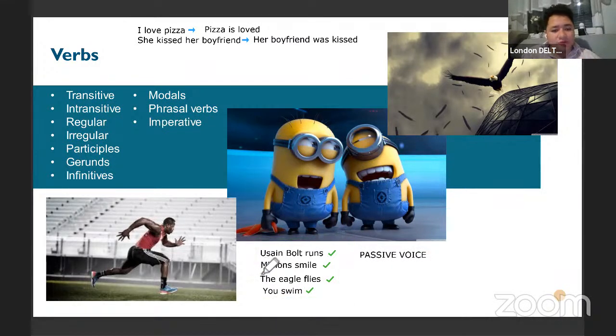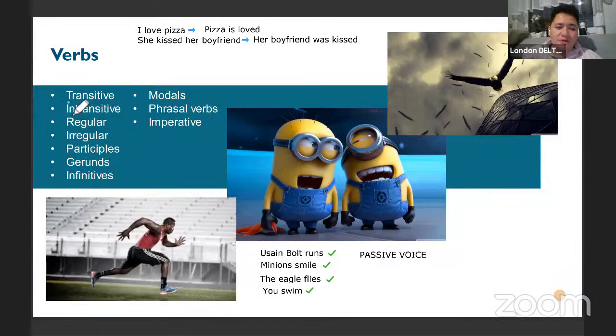Okay, so here you say, "Usain Bolt runs." How can you write this in passive voice? You can't. It's impossible, right? Okay, very well. So these are some examples, right? When you know very well the parts of speech and these subcategories, it's easier to understand.